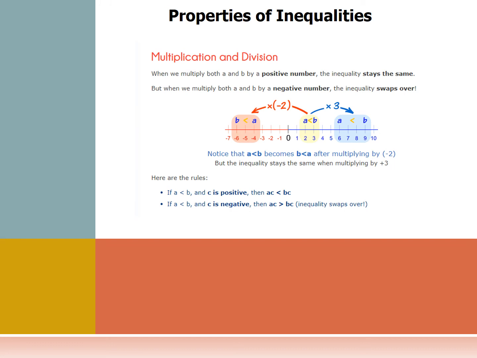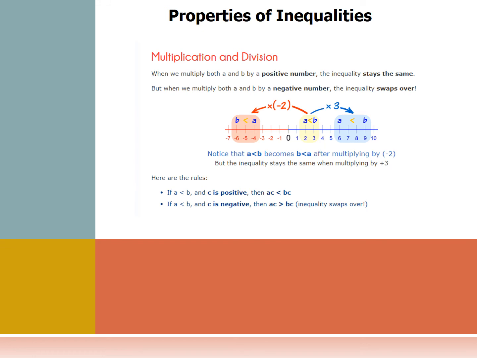But here we have the same numbers 2 and 3. If we multiply by negative 2, we will get negative 4 and negative 6. And you know that negative 4 is greater than negative 6. So the sign of the inequality will be changed, logically, must be changed. Notice that A less than B becomes B less than A after multiplying by negative 2. But the inequality stays the same when multiplying by positive 3.